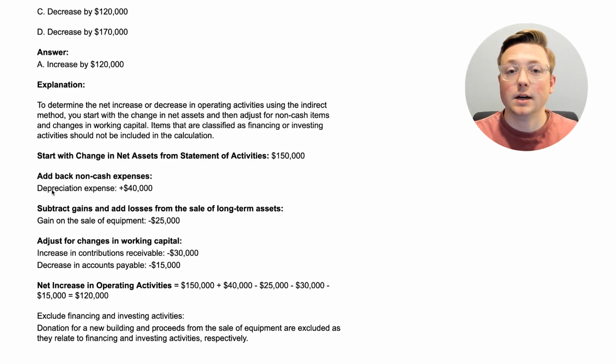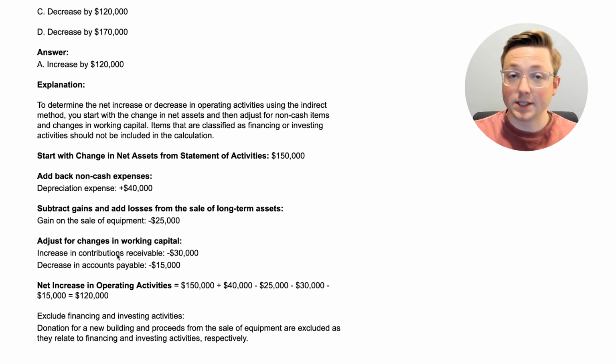So you add it back because no cash was actually used there. Same with these gains and losses. You add back a gain because it artificially, as far as cash is concerned, increased the income. So you subtract that to make it accurate again. And then you also adjust for changes in working capital.